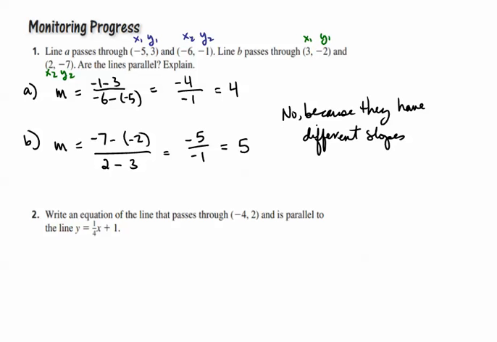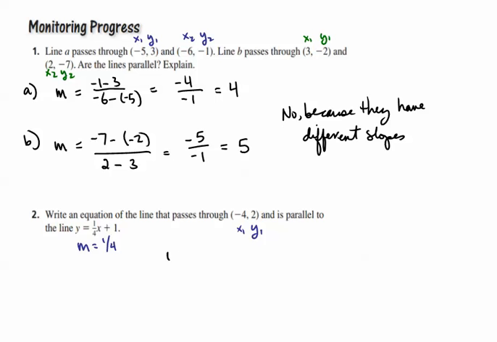Write an equation of a line that passes through negative 4 comma 2 and is parallel to the line y equals 1/4 x plus 1. Well, we're going to look at our original line. This is not the line that we want, but we want to be parallel to this line. And if this line has a slope of 1/4, then our new line has to have a slope of 1/4 and pass through the point negative 4 comma 2.